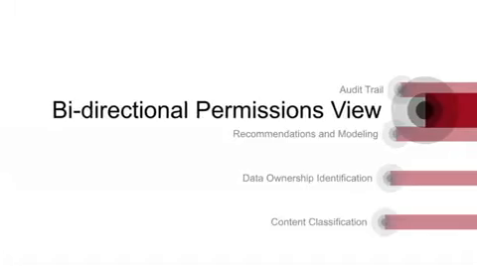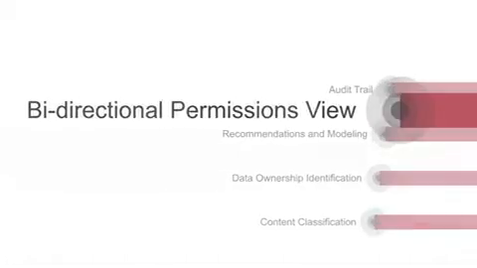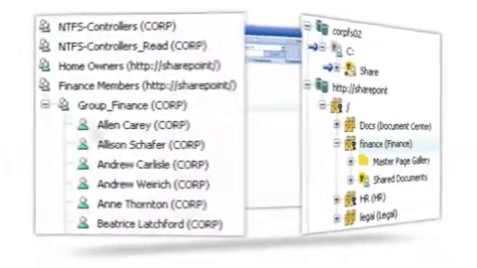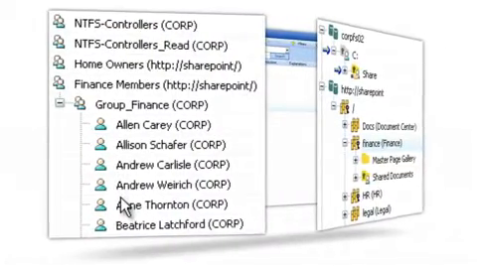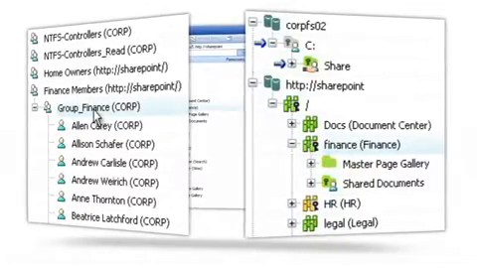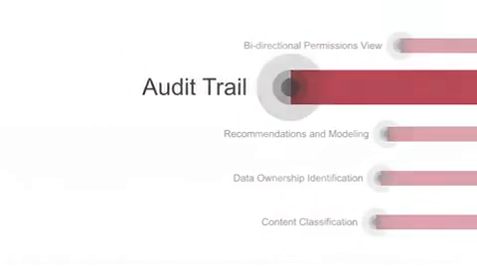Data Advantage provides 5 key pieces of functionality. The first is a bidirectional view into who can access data. So that means for any folder or SharePoint site, we can see all the users and groups that have access to that SharePoint site. Or for any user and group, we can see all the folders and SharePoint sites they have access to.